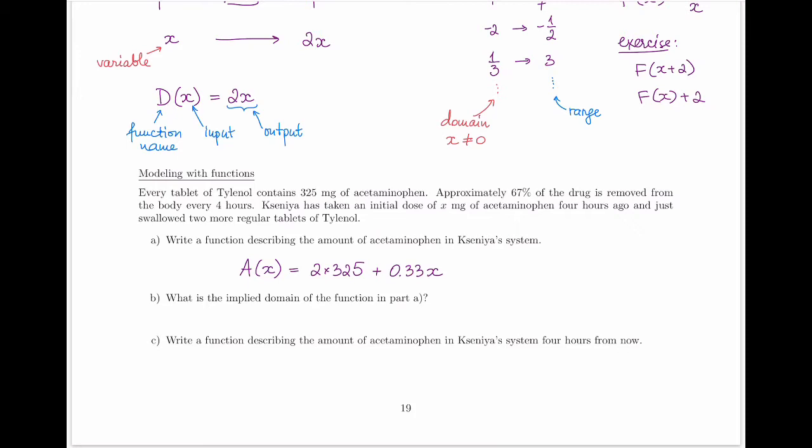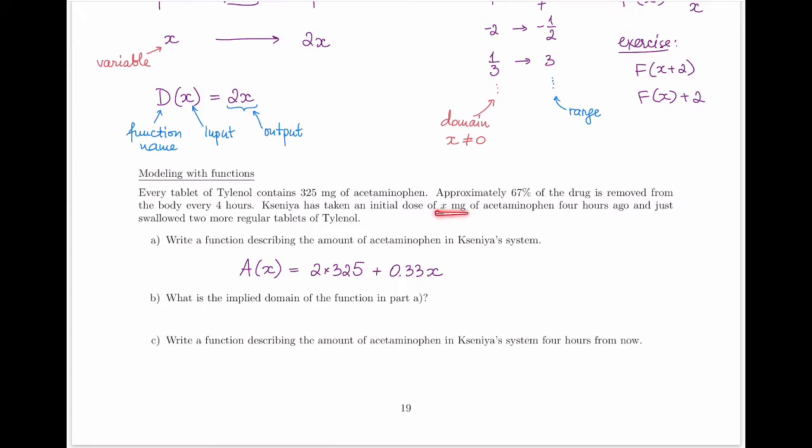Okay? The next part asks, what is the implied domain of the function? Implied meaning in context, so keeping in mind what the actual situation is that we're using this variable in. Looking at the function itself, we can see that x appears only up here, and in fact, if we were to graph this, this is just going to be a line. And so no matter what x is, I will be able to plug it in here.